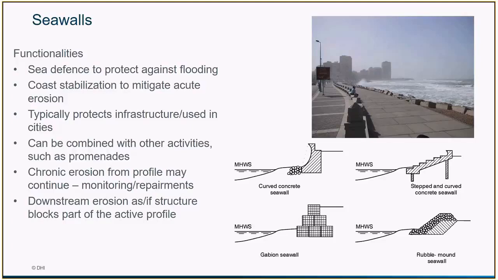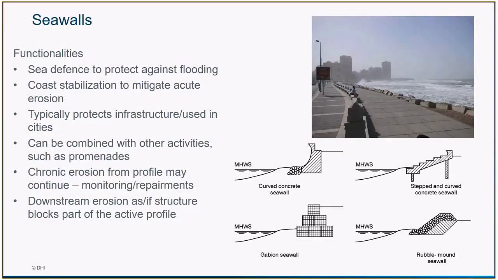But one of the main characteristics of these seawalls is that they have to prevent erosion against very strong wave action, typically during storms. So they are usually designed to resist very strong forces. That's why they can have different shapes in order to absorb the wave energy. One of the benefits of this kind of seawall is that they can be combined with other activities and are very often used for promenades in the cities.